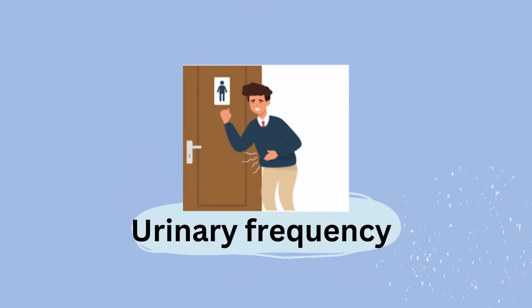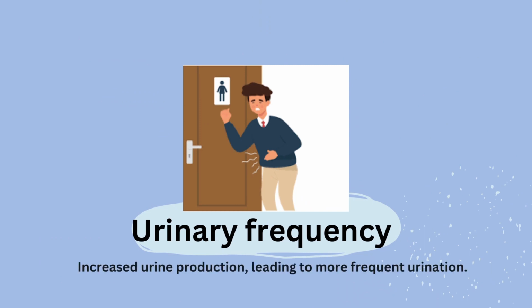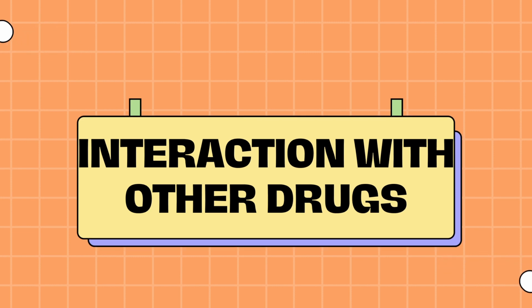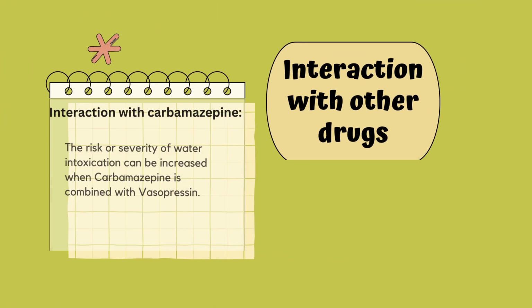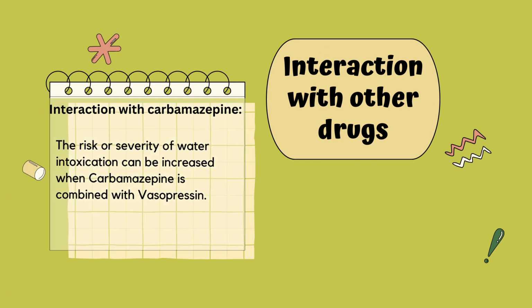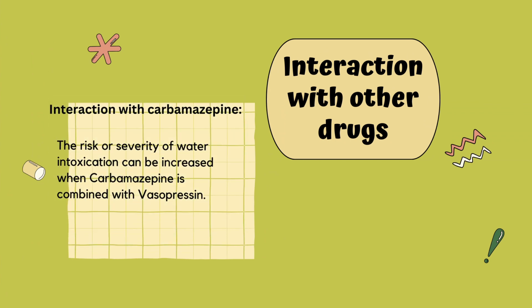In addition, urinary frequency. Blocking the action of vasopressin results in increased urine production, leading to more frequent urination. Lastly, some of the interaction with other drugs are interaction with carbamazepine. The risk or severity of water intoxication can be increased when carbamazepine is combined with vasopressin.